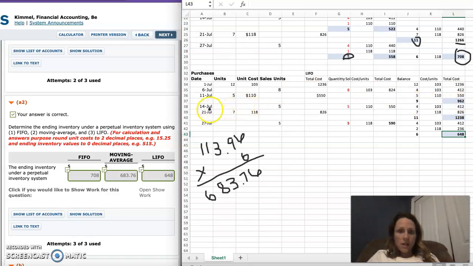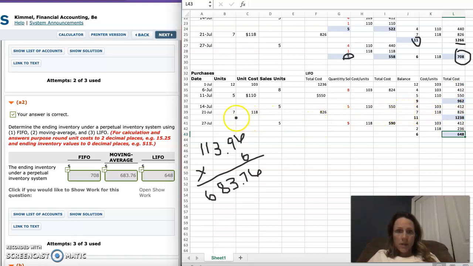So then on July 14th, we sell 5 units. Since we're using the LIFO, we're going to actually take the 5 units that we just put in at that price. So these 5 units are going to be at the price of 110. And so we're going to go 9 minus 5 is 4 units, but those 4 units are going to be at the price that's left over. It's going to be at this price of 103. And so again, we have a total of 412.